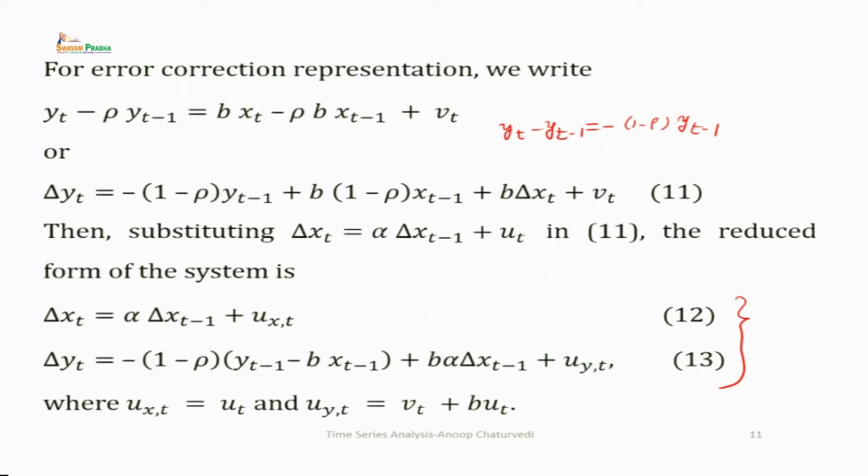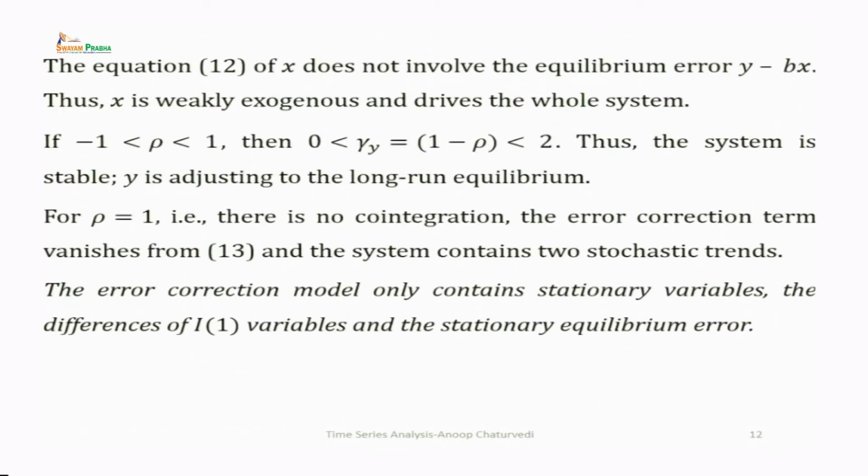The first equation has delta x t minus 1, the second equation also has delta x t minus 1 here. And this is the cointegration term y t minus 1 minus b x t minus 1.